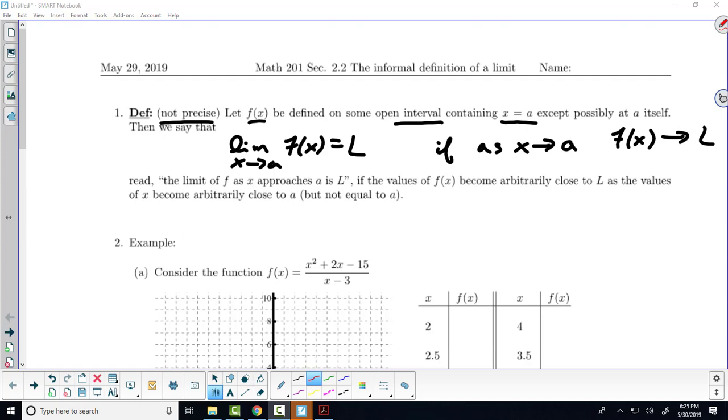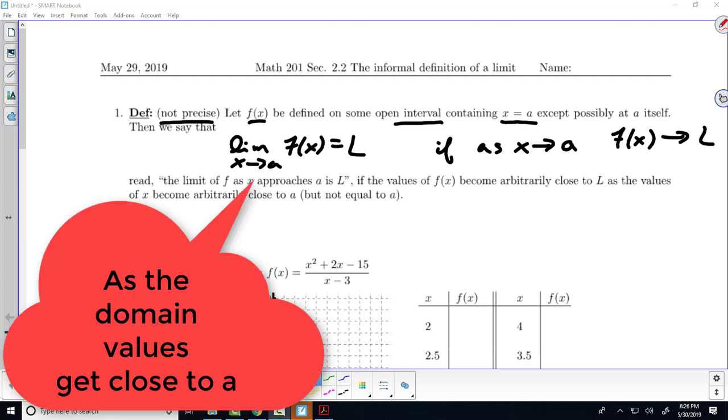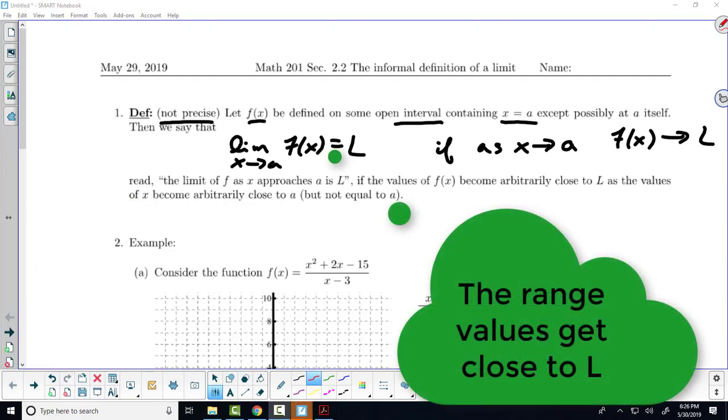Let's say that. As the domain values get close to a, the range values get close to L. All together? As the domain values get close to a, the range values get close to L. Aren't we having fun? All right.